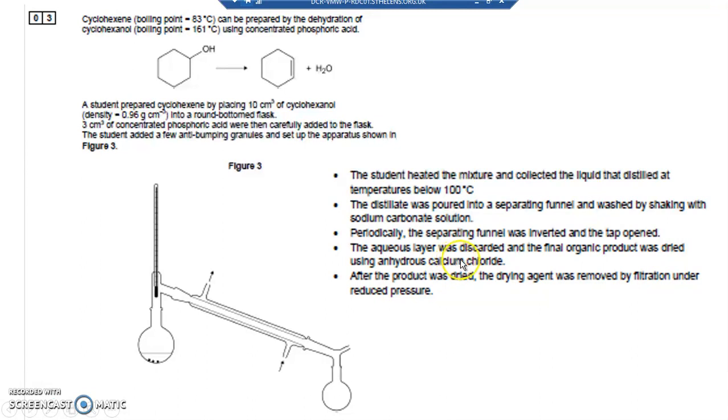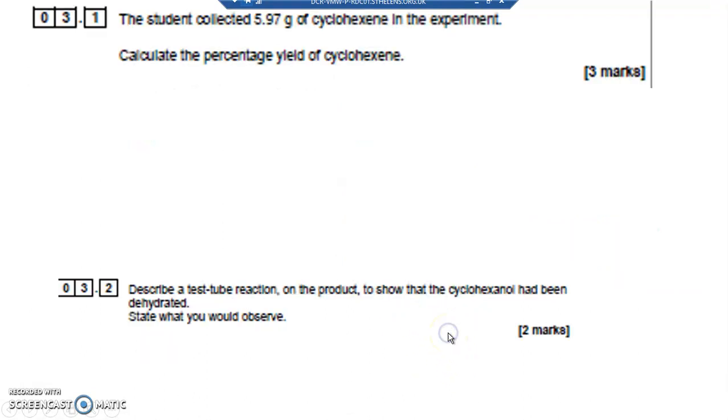That's a solid that doesn't dissolve. It's an insoluble solid and it'll absorb water, so it remains as lumps basically in there, and it will absorb any water. After the product was dried, the drying reagent was removed using filtration, so you can remove it because it doesn't dissolve, under reduced pressure. So you use a Buchner funnel and a side arm connected to the tap, so reduced pressure or vacuum filtration.